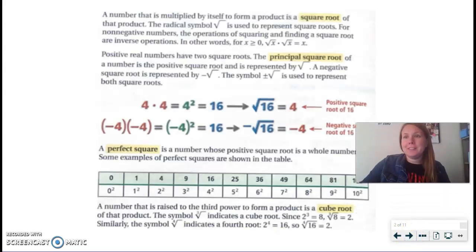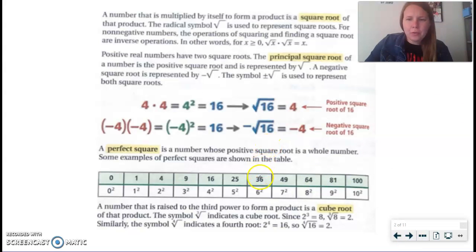Alrighty, so this is a lot on here, so we'll pick and choose some things to look at. It says a number that is multiplied by itself to form a product is a square root of the product. Then you've got the radical sign, which is used to represent your square root. For non-negative numbers, the operation of squaring and finding a square root are inverse operations. So a square root and squaring something are inverse operations. Basically, that's a big part of this.